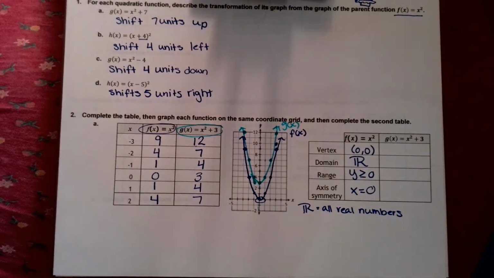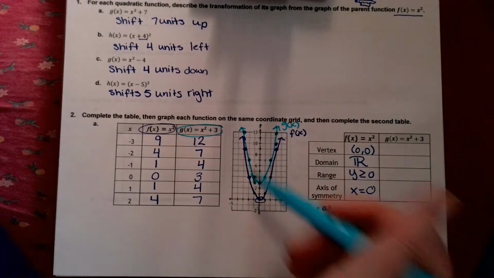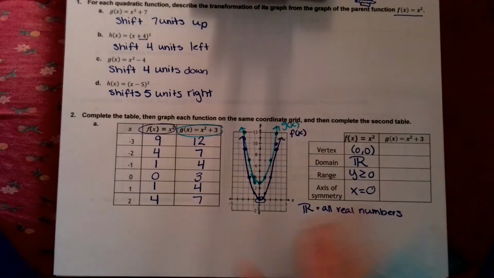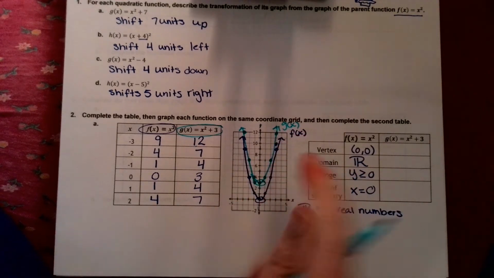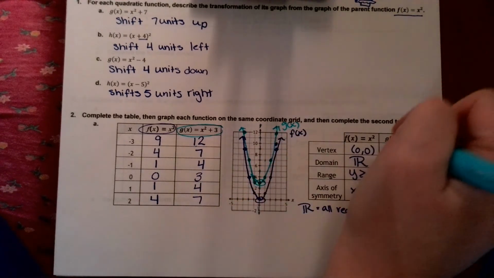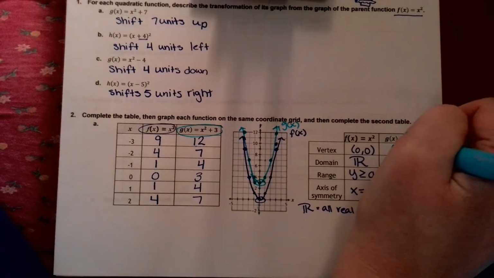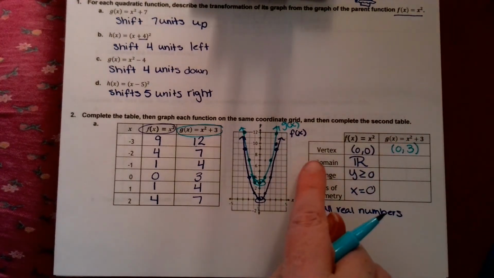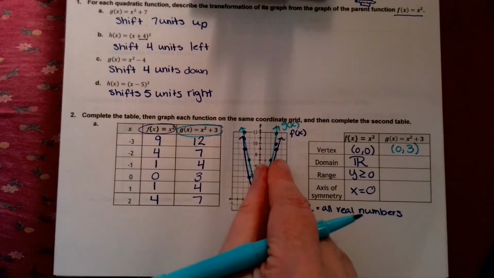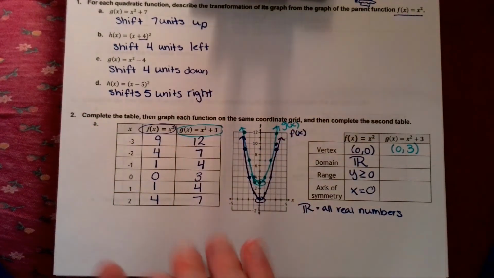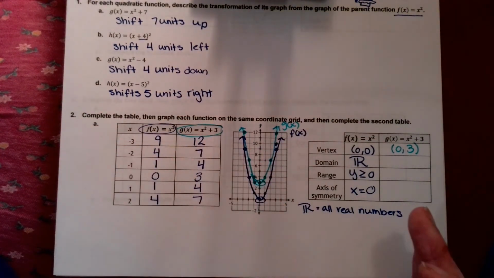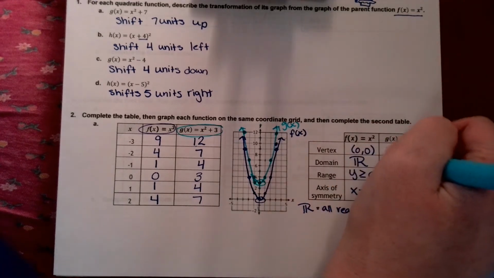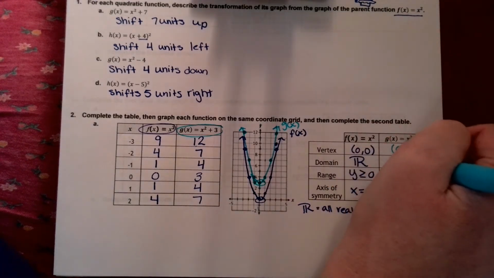Alright, so let's look at those same features for my g of x graph. My vertex is not 0, 0. It's been shifted up, so my vertex is 0, 3. My domain should not change. As I zoom out, it should still get further and further. It should still go from negative infinity to positive infinity. So again, I can use all real numbers here.